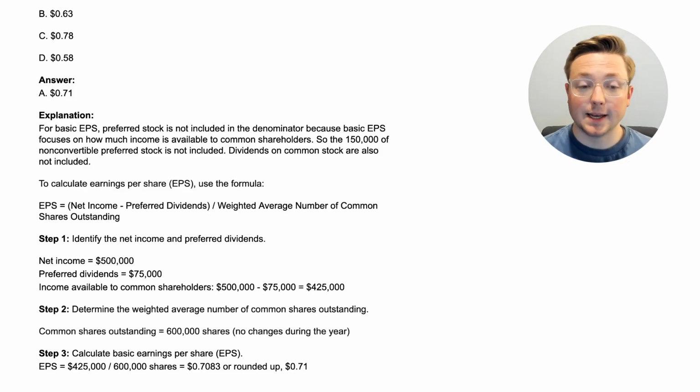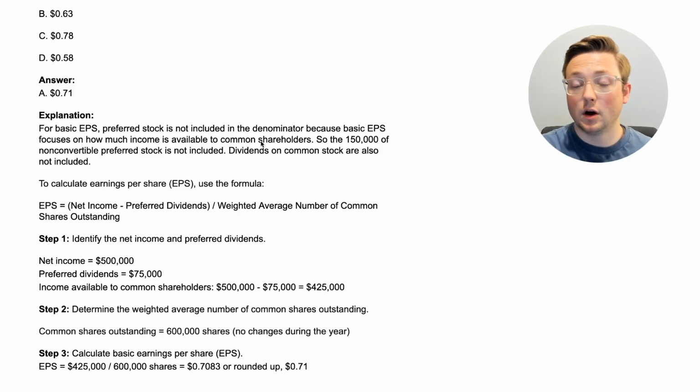All right, here we are at the answer. The answer is A, 71 cents per share. So let's walk through this. For basic earnings per share, preferred stock is not included in the denominator because basic EPS focuses on how much income is available to common shareholders.